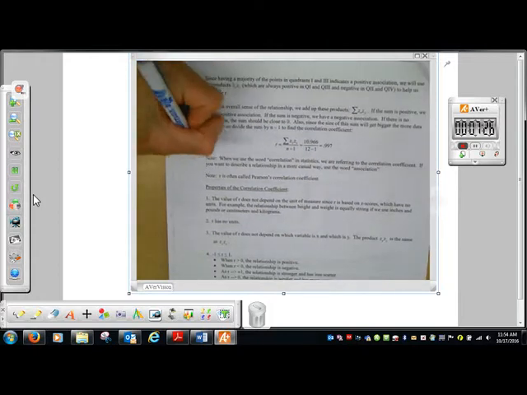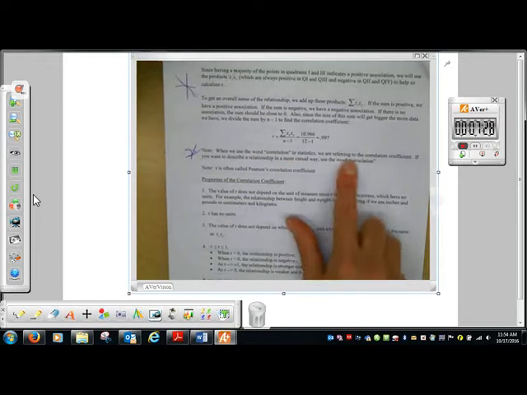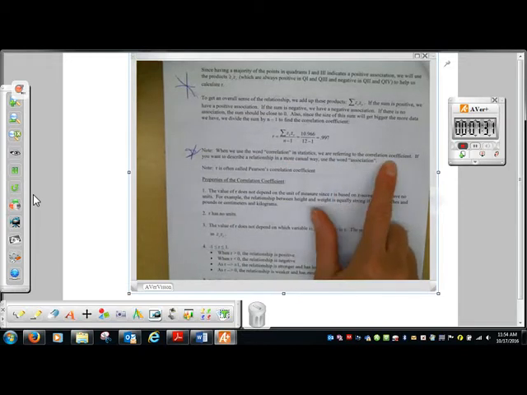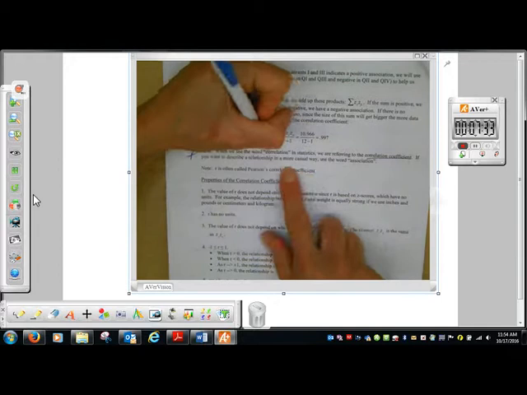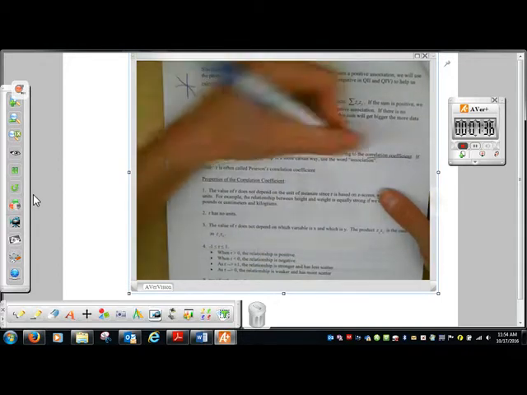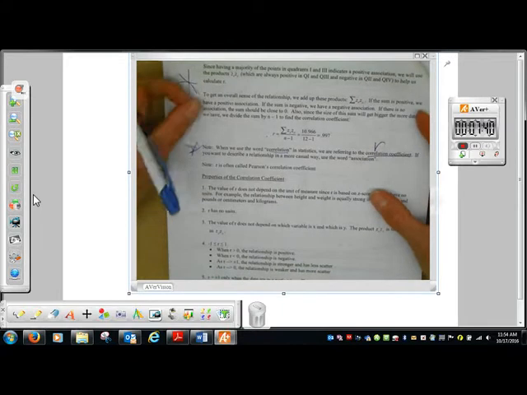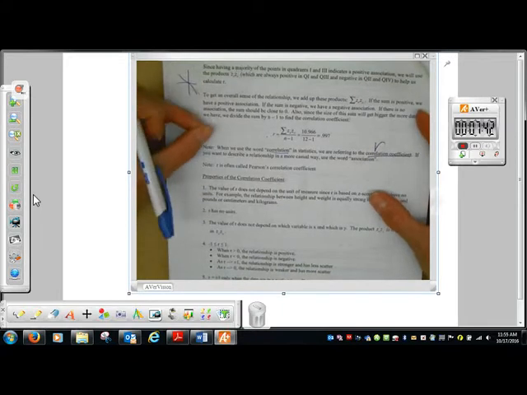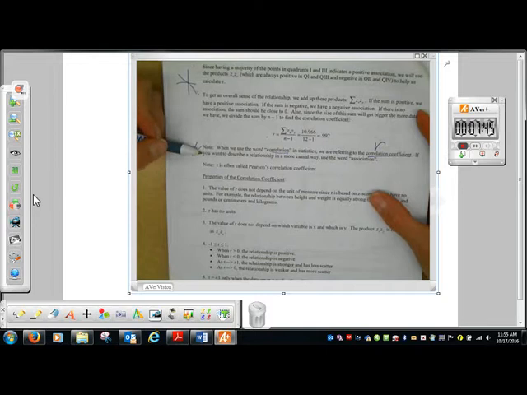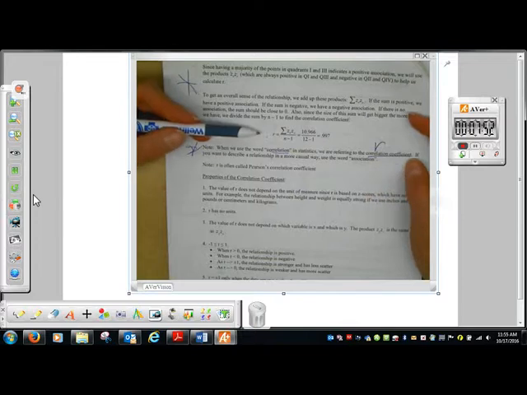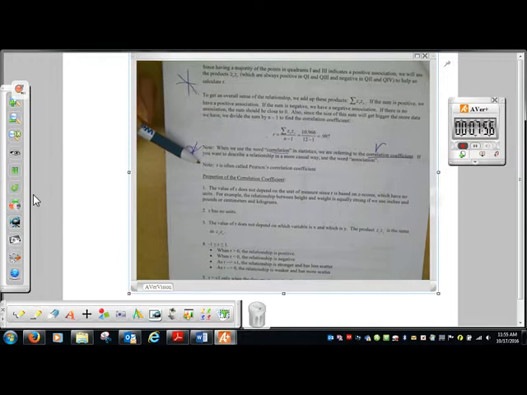So when we use the word correlation in statistics, we're referring to the correlation coefficient. Okay, the correlation coefficient, this correlation, we're referring to R. R is the correlation coefficient. It describes the strength of the linear association only. Okay? If you want to describe the relationship in a more casual way, just say association. Correlation is only referring to the R value, the strength of the linear. R is sometimes called Pearson's correlation coefficient because Pearson was the one that first used it.